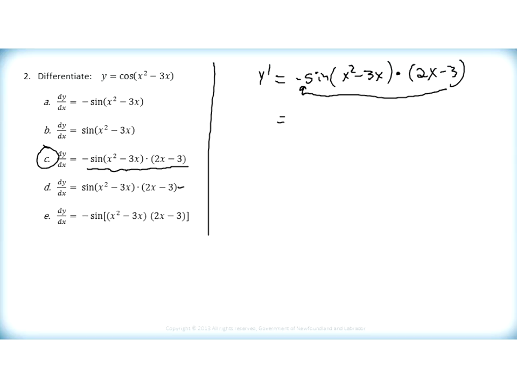This one's pretty close, but they have the wrong sign. This one and this one, wrong sign for one of them, and one of them forgot to multiply by the derivative of the innards. And oh, look at this over here. They had the whole thing listed in the argument of the sine, so that's not right either. So C is our only option.